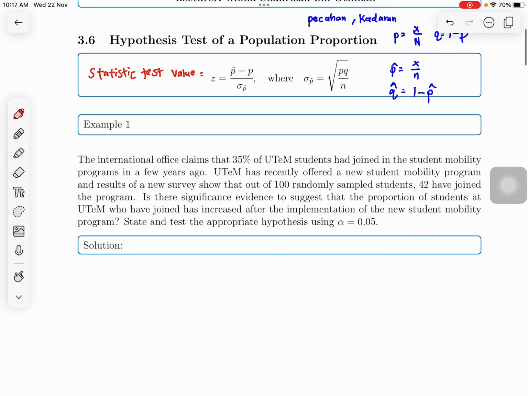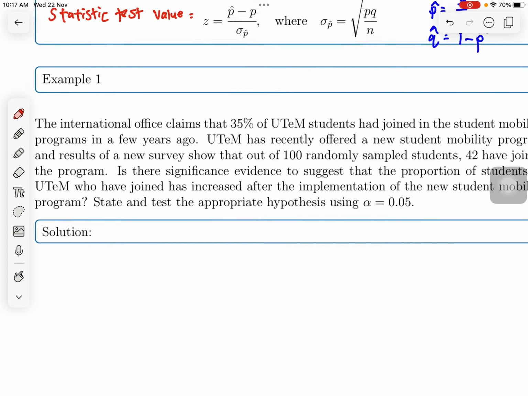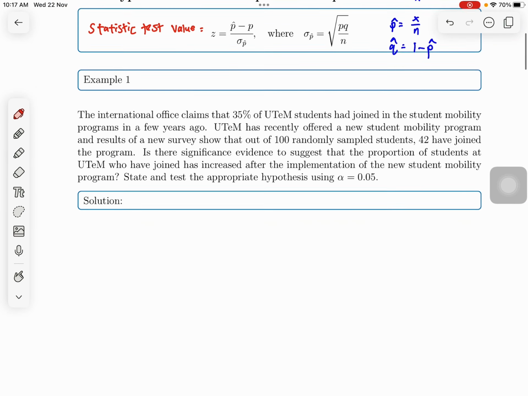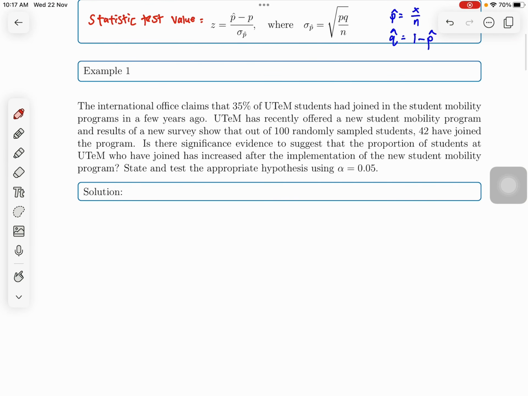Okay, we will still apply the 5 steps of hypothesis test. So for example 1, first you need to select all the information that can help you to solve this question, or any problem. Okay, first of all, let's take a look at the question.